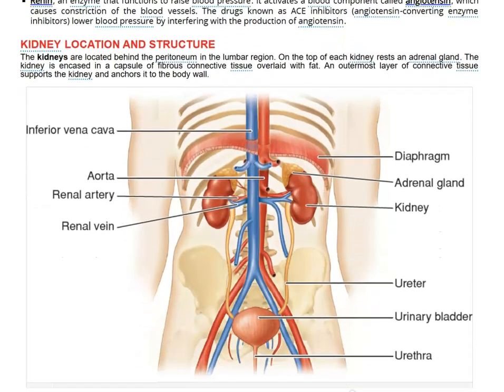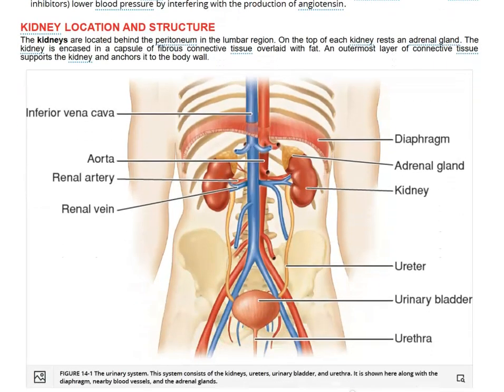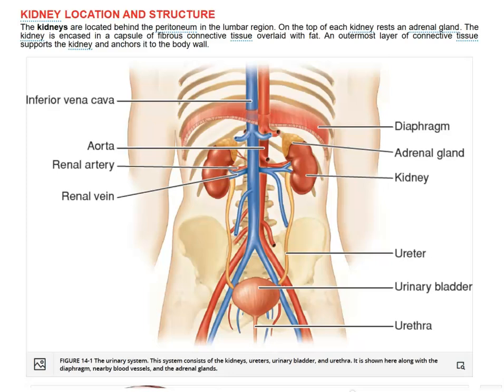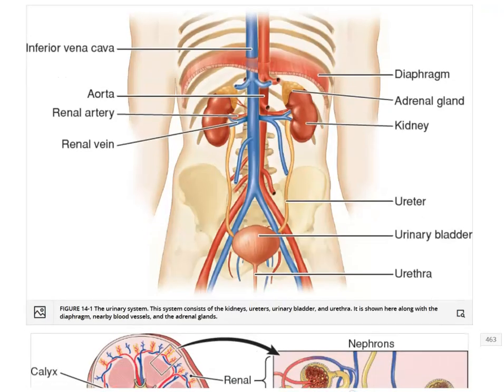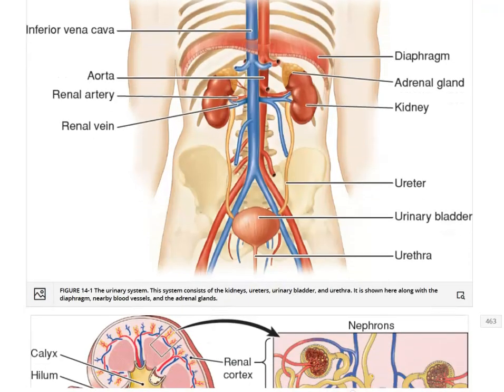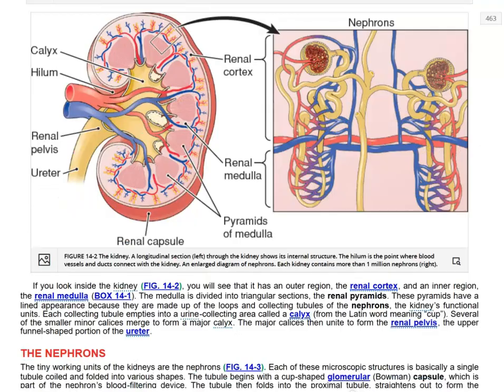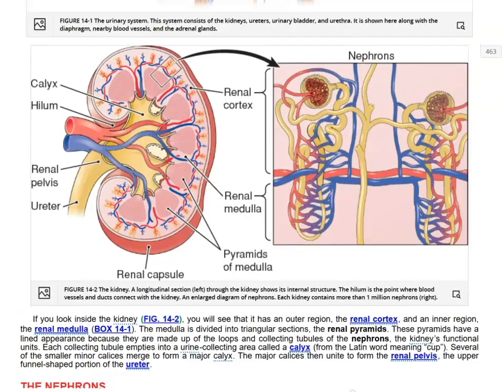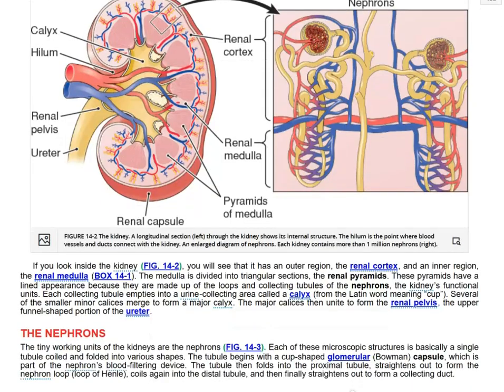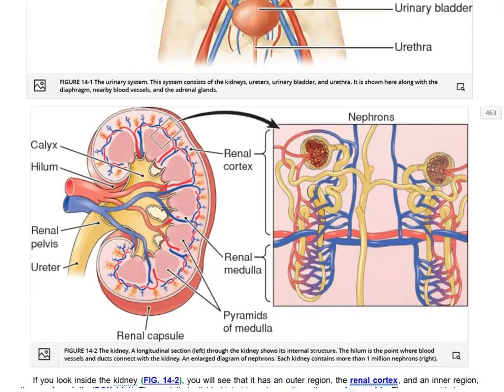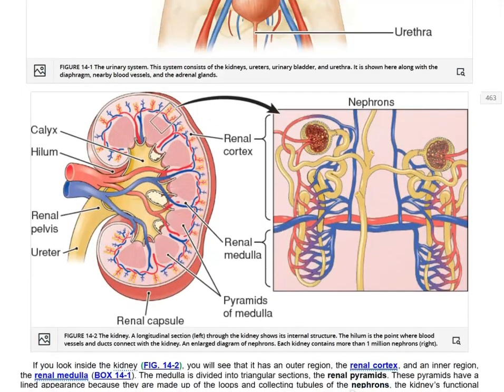Kidney location and structure. So the kidneys are tucked behind our digestive tract, right? Like we just studied this in chapter 13, the same parts of the body. So it's all there in the middle section of our body. Nephrons are what help produce urine, I should say.